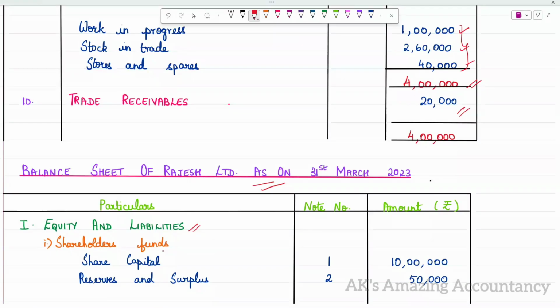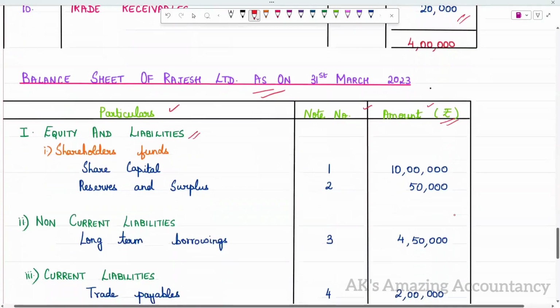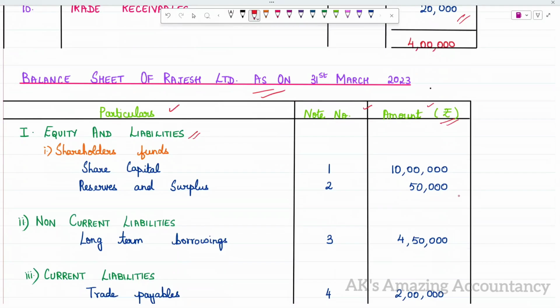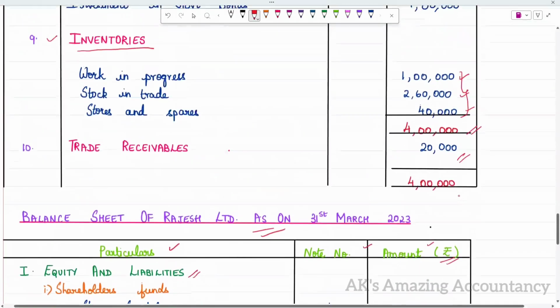Okay. So now let us start. One column is for particulars, one is for note number, and one is for amount. And whenever you write amount, never forget to mention rupees there. So that has to come. Okay. Now the first item we are having is shareholders funds. Under shareholders funds, we have share capital and reserves and surplus. Share capital and reserves and surplus, we have already prepared the notes.